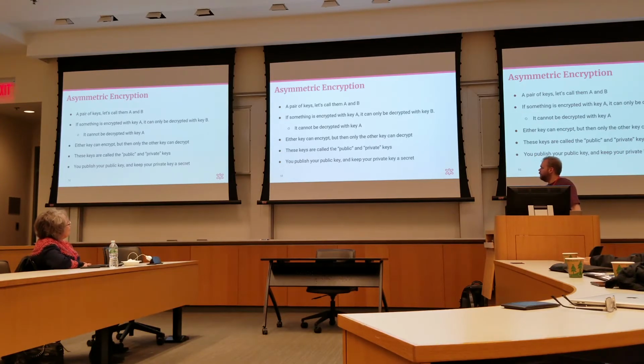So in practice, these are called public and private keys. The idea is you generate 2 keys. You publish one, that's your public key. Everyone can see it. There's no reason to keep it secret at all. Then you keep one secret, that's your private key.